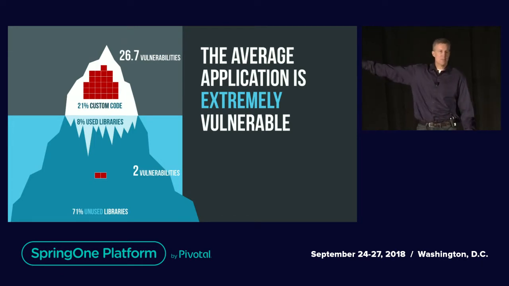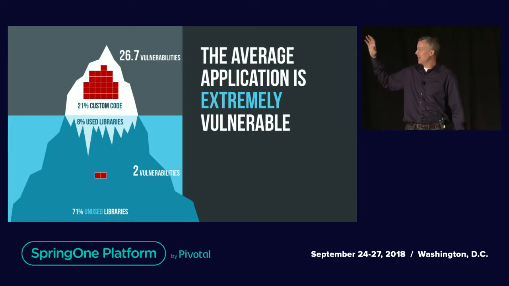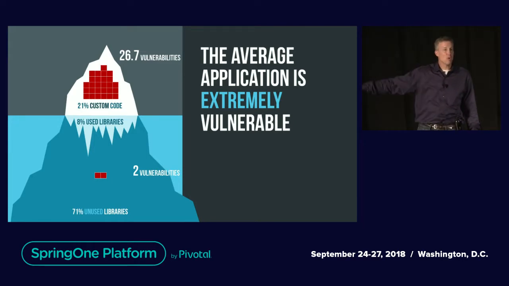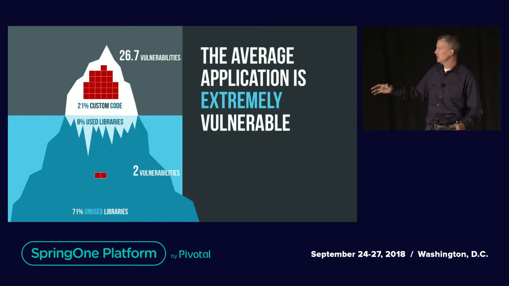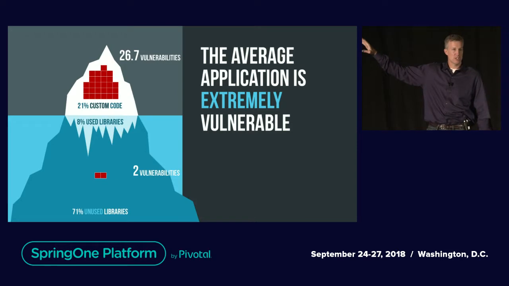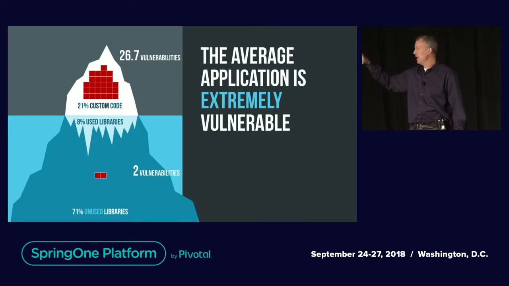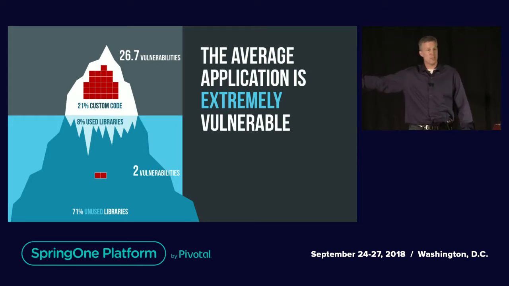So this iceberg here represents the typical application. The chunk of the iceberg below the water represents all your libraries and frameworks and so on, components. The stuff above represents custom code, the business logic and things that you write. And what's interesting is there are vulnerabilities in both pieces, right?